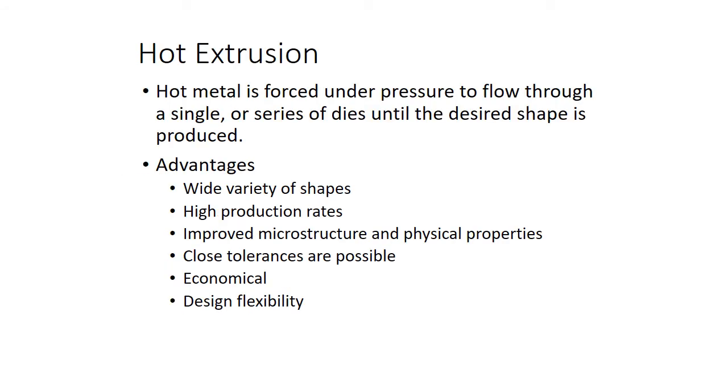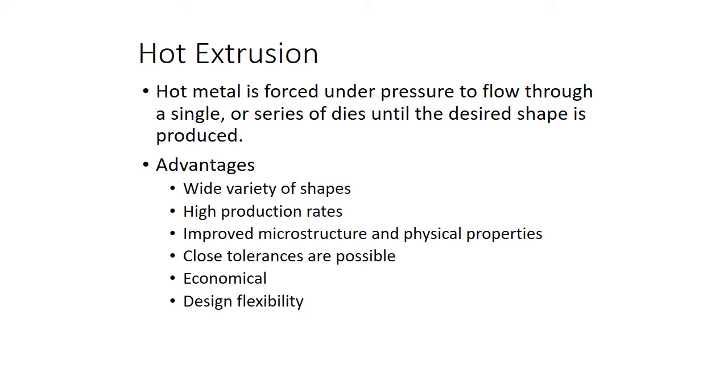Another hot working process is called hot extrusion. It is exactly what it is. The metal is heated super hot and then forced out of a shape, or maybe through a series of dies, till you get the shape you want. It can be done very quickly. This also improves that microstructure, and you can keep some pretty close tolerances.